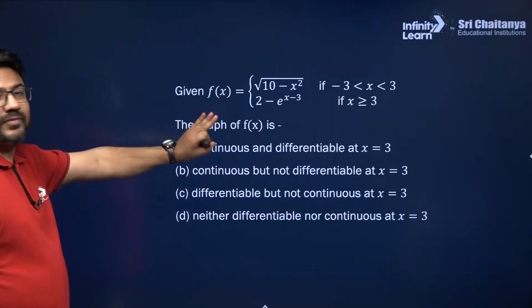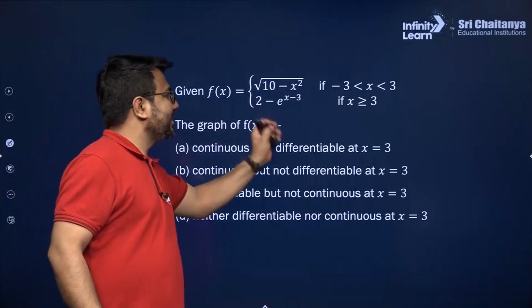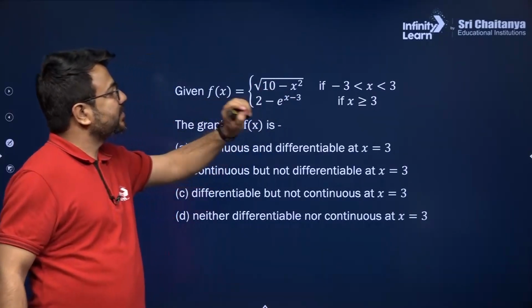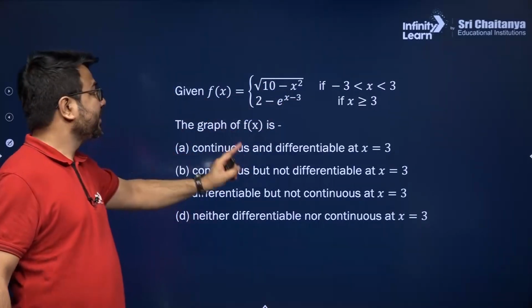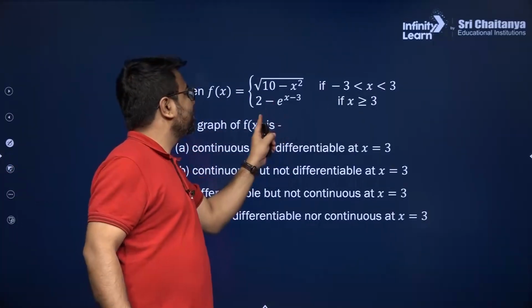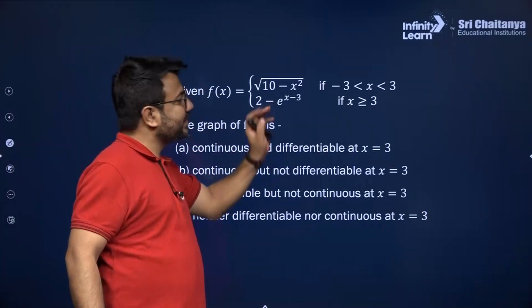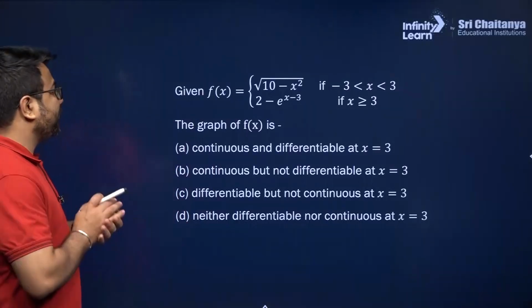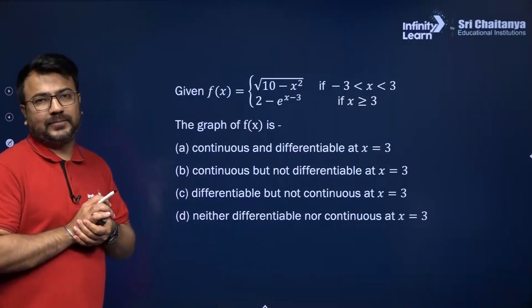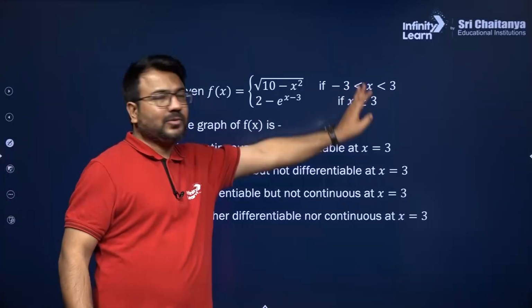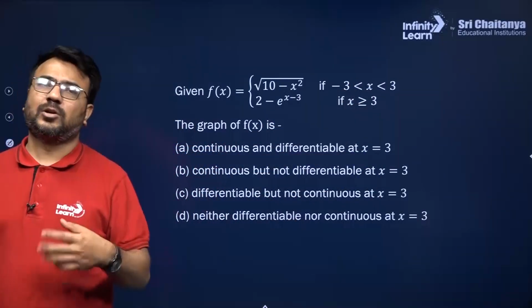Here a function f(x) is given to you. This is defined in such a way that it is equal to square root of 10 minus x square if x is between minus 3 and 3, and if x is greater than or equal to 3, then f(x) is 2 minus e raised to the power x minus 3. Now first of all, I will be checking it for continuity. This function is changing at x equals 3, so I will be checking it for continuity.